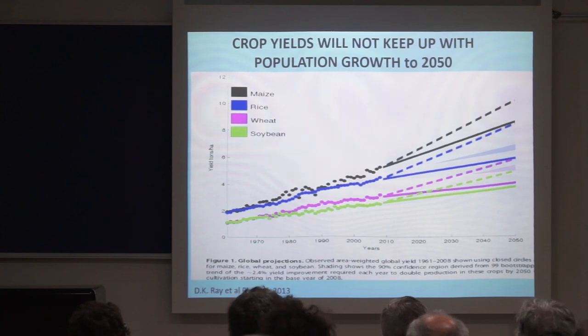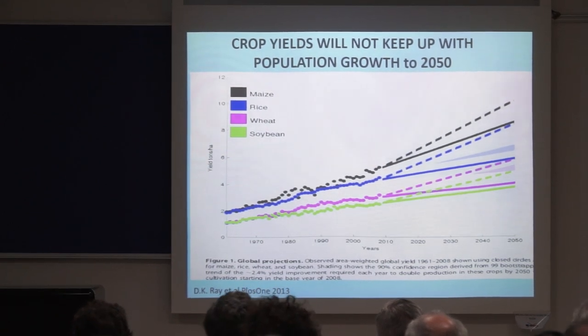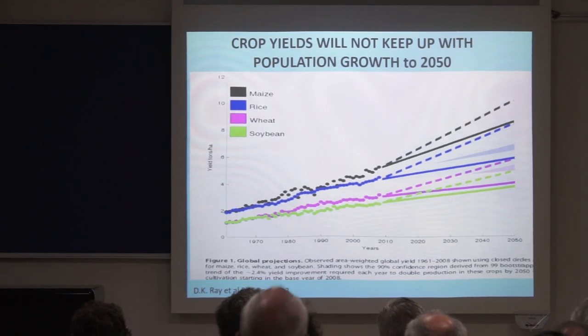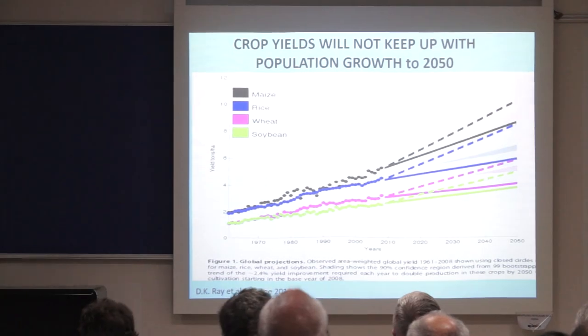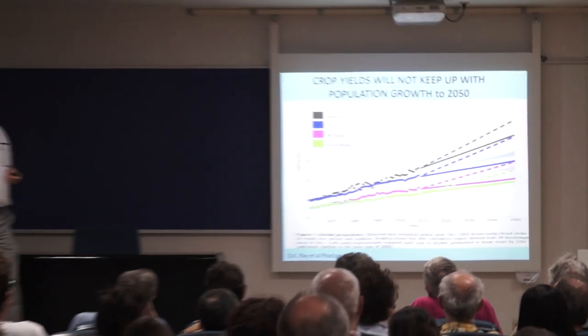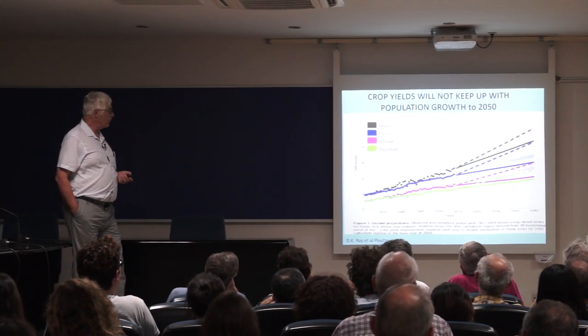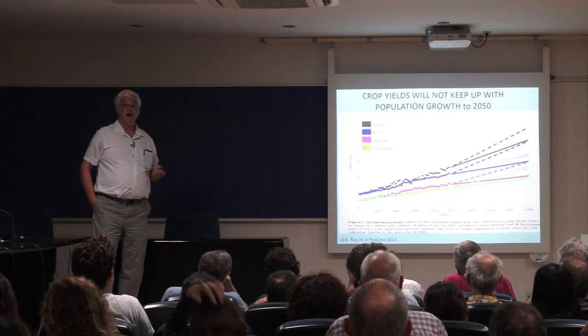Here's another one. They look more specifically at four different crops. And the same principle applies: the solid line is the projected crop harvests and production, and the dotted line is the demand. And in all four of these, they see demand exceeding supply.